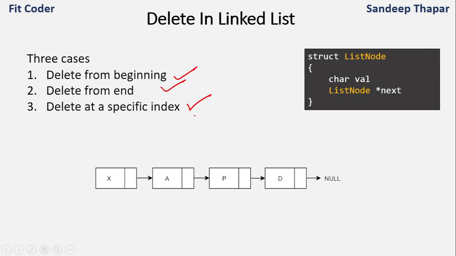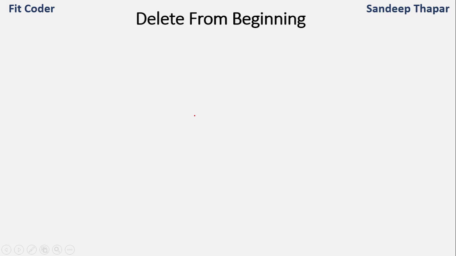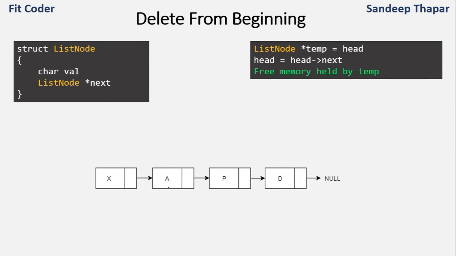So the first case is we have to delete a node from the beginning. So let's say this is our linked list. So head is pointing to the first node which is X and we want to delete this node. So if we delete this node, we have to make the next node as head. So what we're doing is we are creating a variable temp which is pointing to head. Then we move head to the next location.